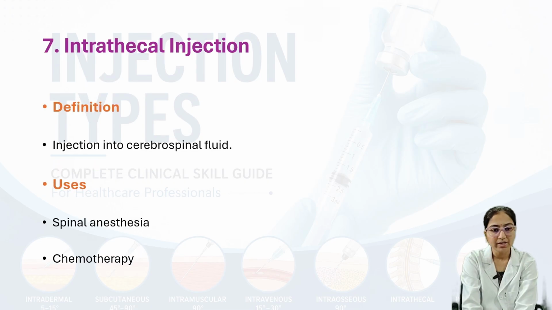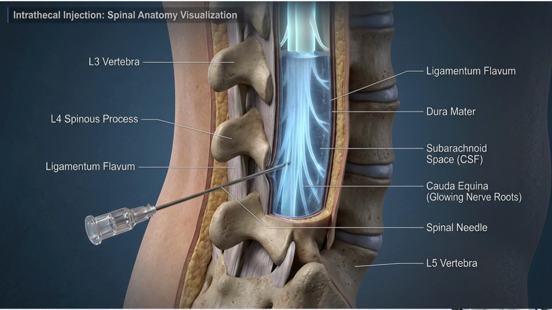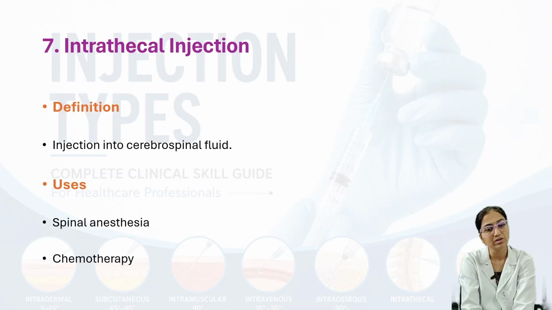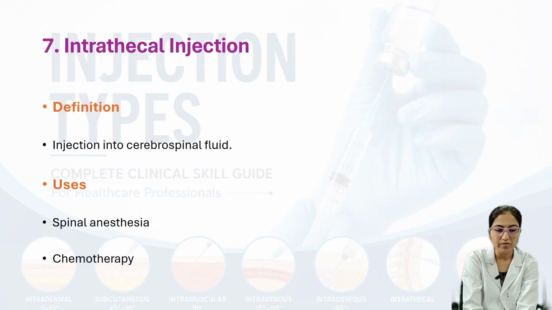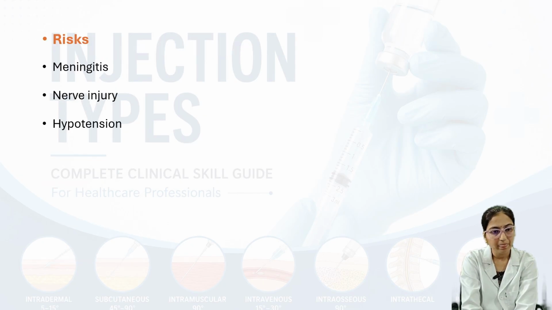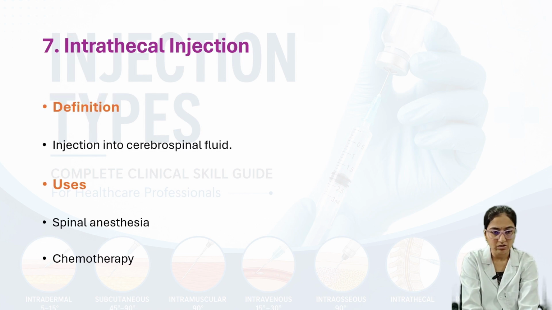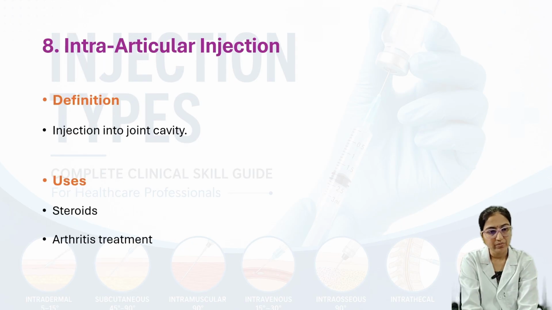Next, we'll see intrathecal injection. Injection into cerebrospinal fluid, that is nothing but an intrathecal injection. And then uses, it is used for spinal anesthesia, and then for chemotherapy. Next, we'll see the risks. Meningitis, there will be the inflammation of the meninges, nerve injury, and then hypotension. These are the risks of intrathecal injection.